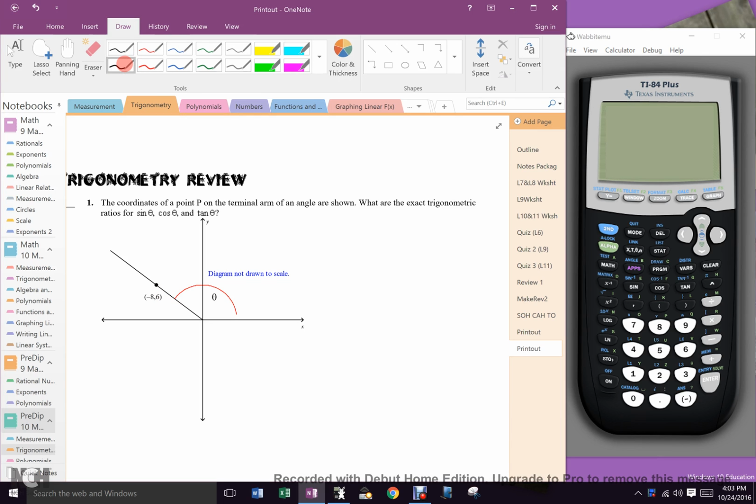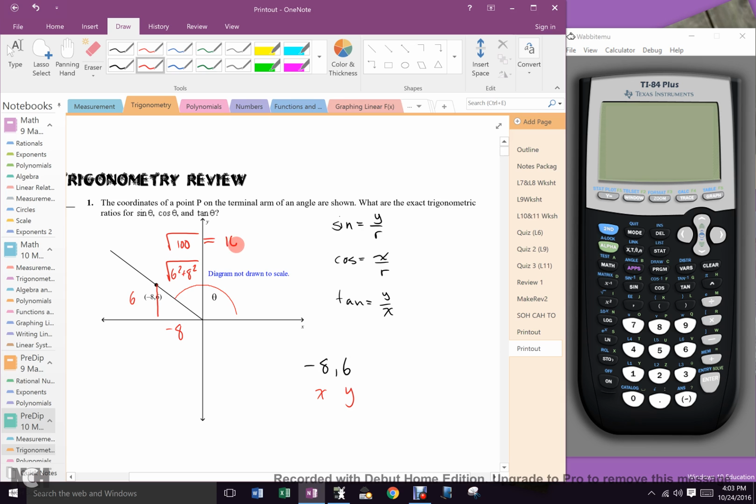Here we go. All right, so I need sine, cosine, tan. Sine equals y over r, cos equals x over r, and tan equals y over x. Since I have these points here, I have negative 8, 6. That's an x, that's a y. I don't have my r, but I know that that is 6 and that is negative 8. So r is the root of 6 squared plus 8 squared, which is the root of 100, which is 10.